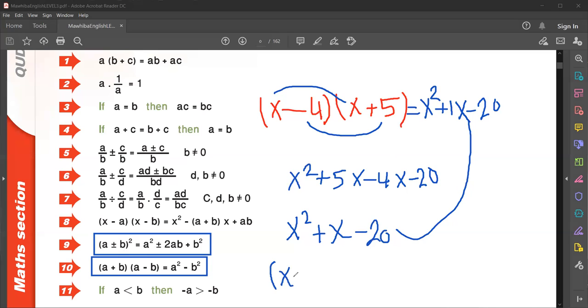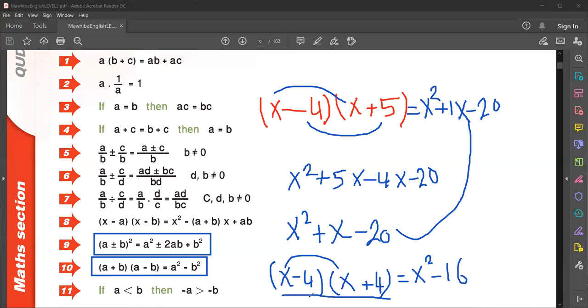If I have X minus 4, then X plus 4, that's the same number. Now you multiply it. X times X equals X squared. Right? Minus times plus equals minus. 4 times 4 equals 16. So directly you get the answer because the same brackets and the same numbers. Right? So the answer is x squared minus 16.